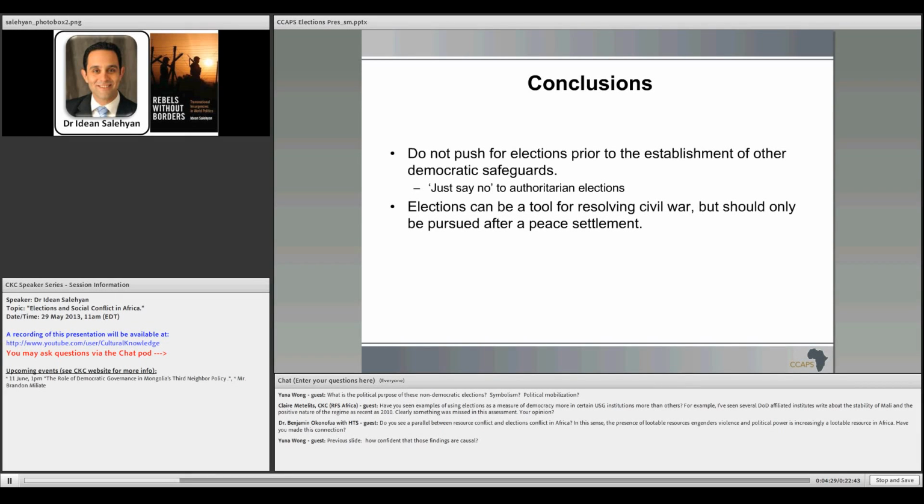Secondly, elections can be a tool for resolving civil war, but they should be pursued only after pursuing some sort of a peace settlement. So having elections during ongoing conflict is unqualifiedly bad. So we should push for peace settlements in which all actors have come to the table, laid down their arms, and agreed on a framework for having those first elections, perhaps with some international monitoring.